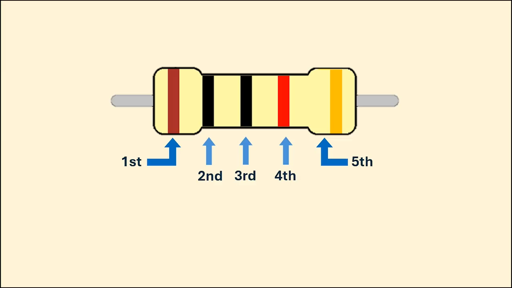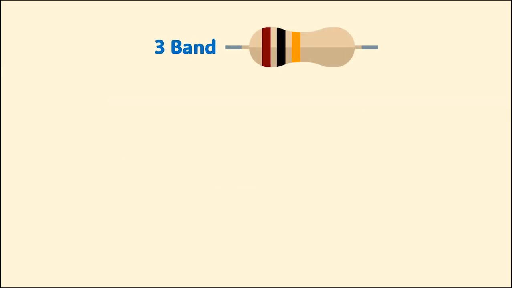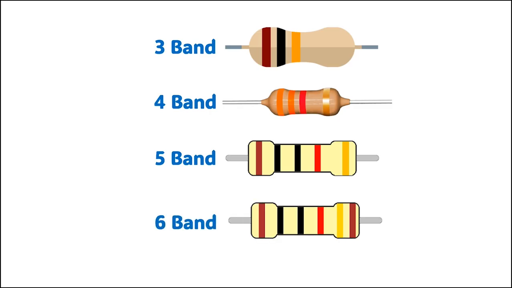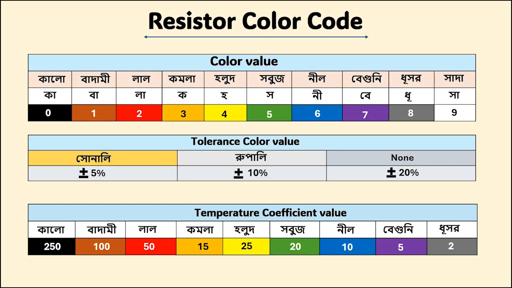Now the question is from which direction to start the calculation? The calculation should be started from the opposite side of the tolerance band. What is the way to know the tolerance band? The way to recognize the tolerance band is that it is usually gold or silver in color, and this band is placed slightly away from a normal band, as we can see on the screen. Based on the bands, we usually see 4 types of resistors, such as 3-band resistor, 4-band resistor, 5-band resistor, and 6-band resistor.